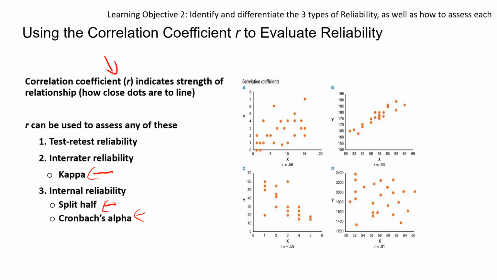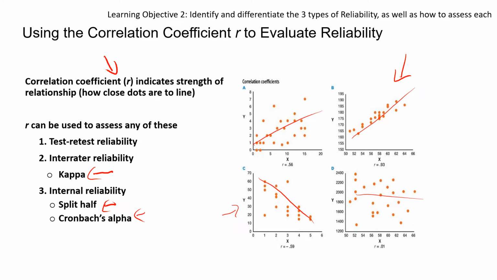Let's first look at, you can see here, high correlation, no correlation, a high negative correlation, a moderate positive correlation. These are all ways that we could test test-retest reliability. So in this one, it's the best test-retest reliability. In this one, it's a negative correlation. So that would typically be a bad test-retest because they're the opposite.